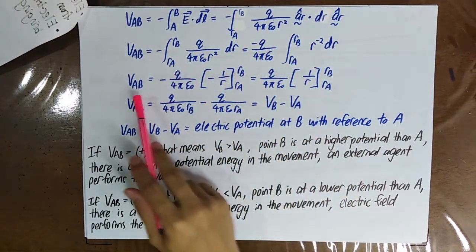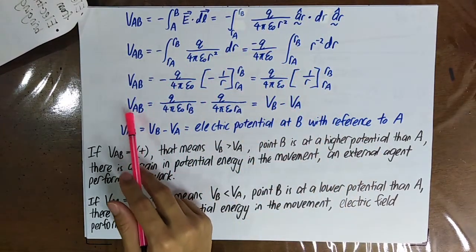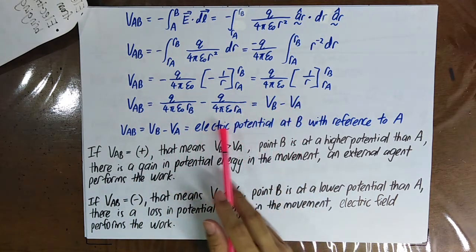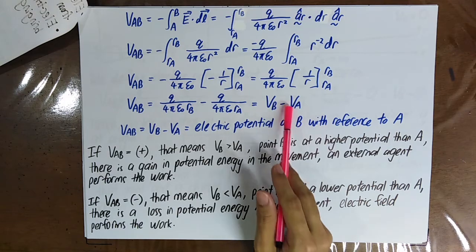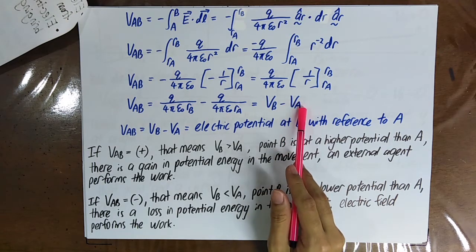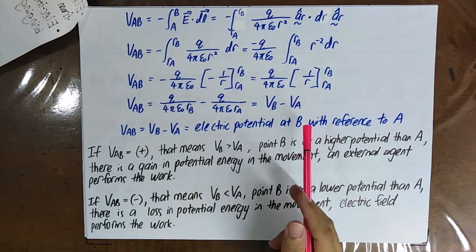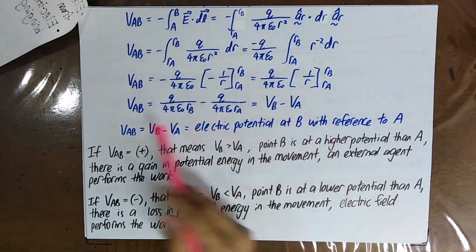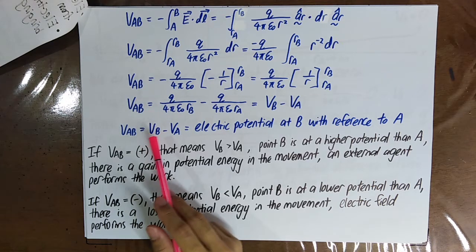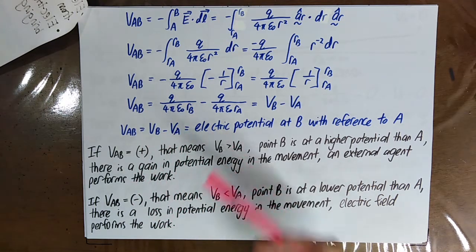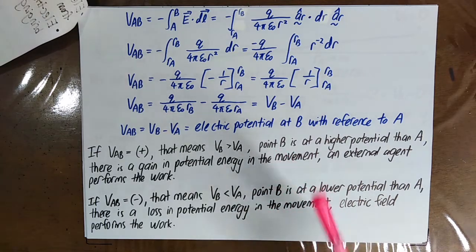At the end of the day, you will realize that VAB equal to VB minus VA, which is equal to the electric potential at B with reference to A. But once again, this really depends on your definition. Some textbooks can have VAB equal to VA minus VB. It is also equally correct. It just depends on your definition.